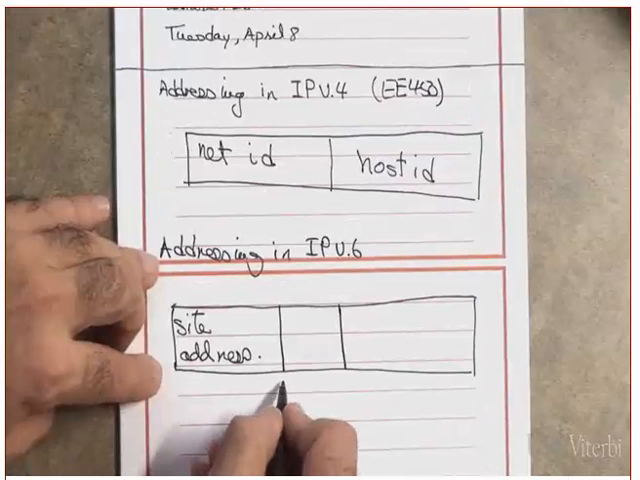Now, a total of 128 bits long. Again, as I told you last time, if you see the total, this will be the total number of IP addresses. This is equal to 2 to the 128.